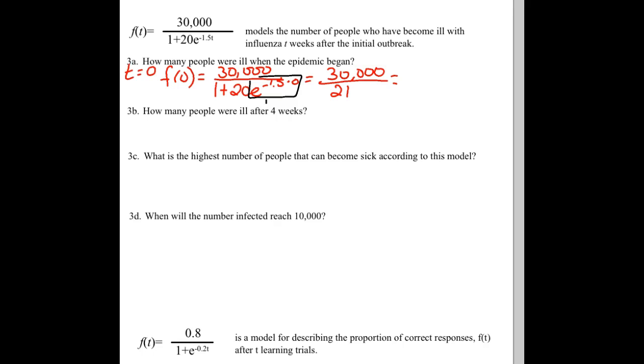Grab your calculators, figure that out. What do we get? What'd you get? Okay, he said 1428.57. Now, we're talking about people here, right? So we would round up to a whole number. So we're looking at about 1,429 people.